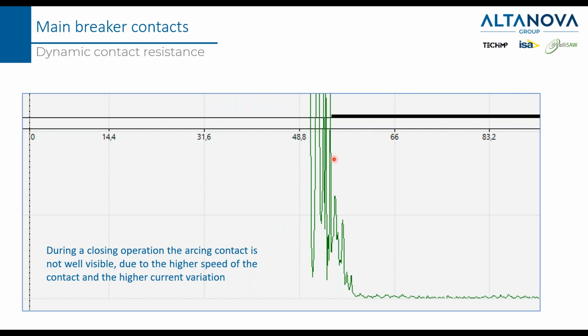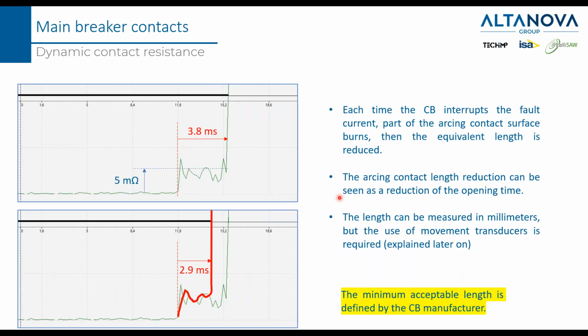Another aspect is that you are going from a very low current value because the contact is open. So ideally the current is 0 because the contact is open. When they start to touch each other, the current starts to flow, and this current step may also produce this kind of disturbance. So long story short, if you want to analyze your main contact and your arcing contact, please do it while you are doing an opening operation.